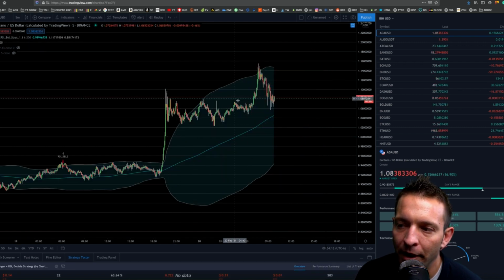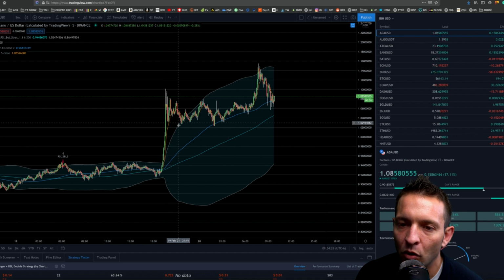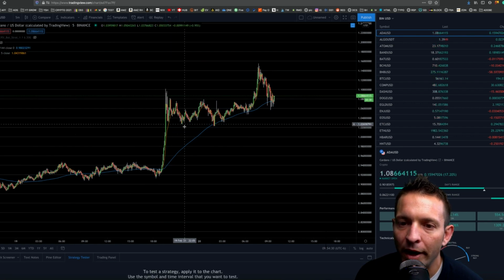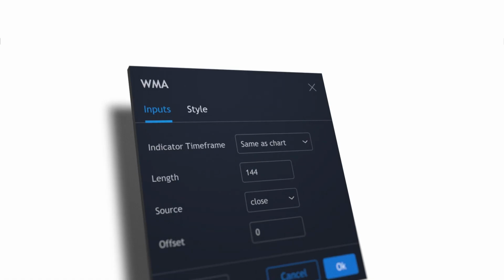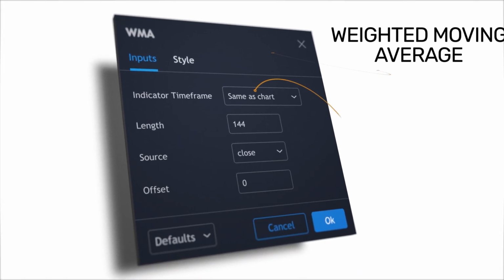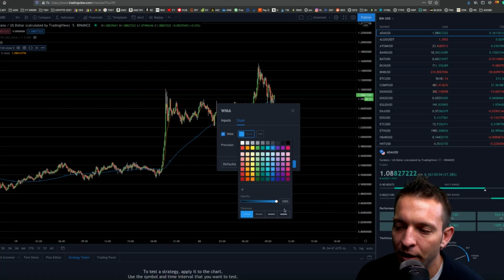This is our Bollinger Band strategy. This is our weighted moving average, this blue line right here. And then we have our smooth moving average, which is our orange line right here. So let's just start with our weighted moving average. First thing you're going to need to do is click on the settings icon. You're going to want to come over here to input, and change the input to 144. And the style, we're going to make sure that our line is blue. On the weighted moving average, I always use blue. I use this top baby blue right here. And I want to make sure that I set my opacity to 100%.